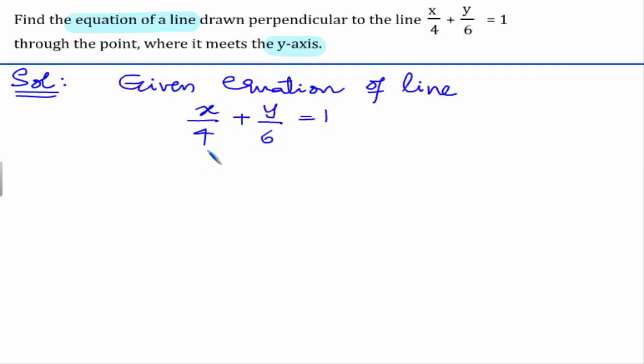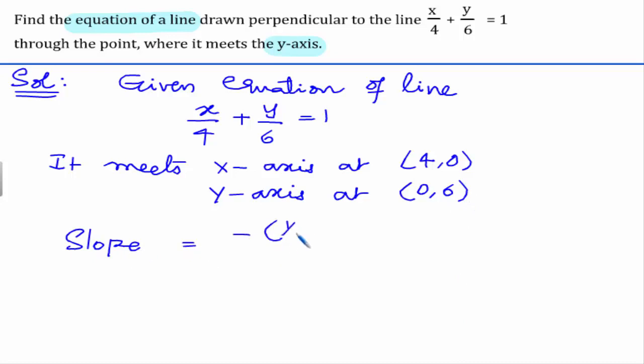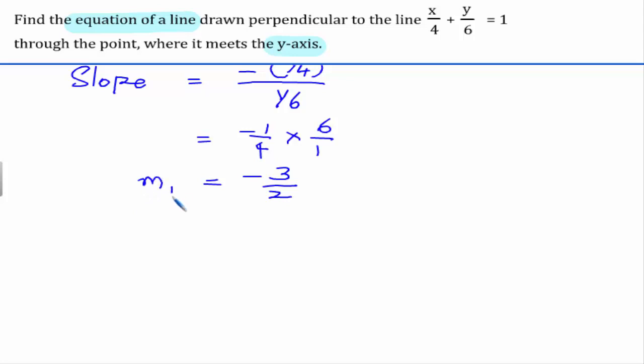So as this is in the form of intercept form, therefore it meets x-axis at 4, 0 and y-axis at 0, 6. Let us find out the slope of this line. Minus of x coefficient, that is 1 by 4, by y coefficient, which is 1 by 6, will be minus 1 by 4 into 6. This will be minus 3 by 2. Let us consider this as m1.